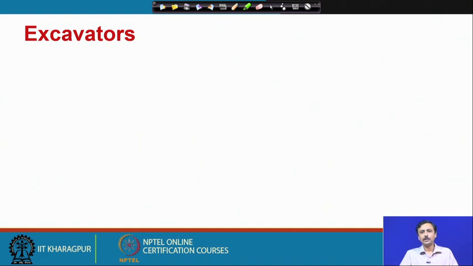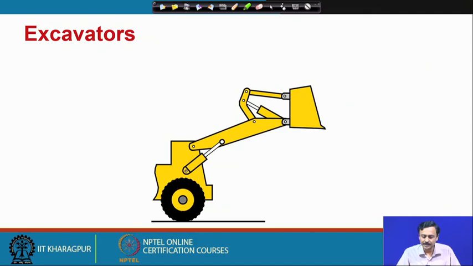Next, we will look at this example of an excavator. You must have seen excavators in construction sites. So, these are devices which are used to lift rubble or to remove rubble. So, here is a schematic of an excavator. Once again, these are the actuators. So, there are two actuators and you have a bin which is used to move or carry the rubble or dump it somewhere.